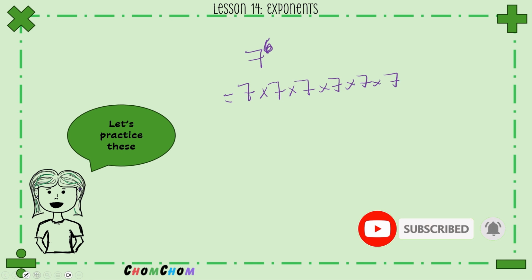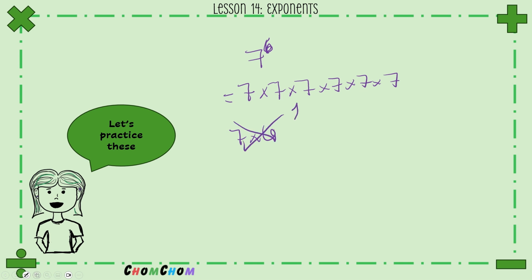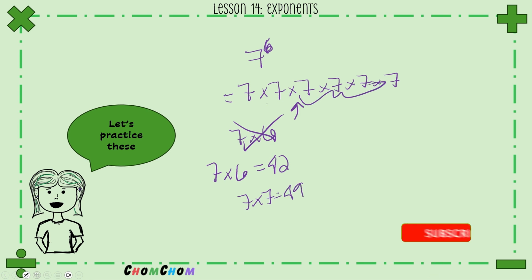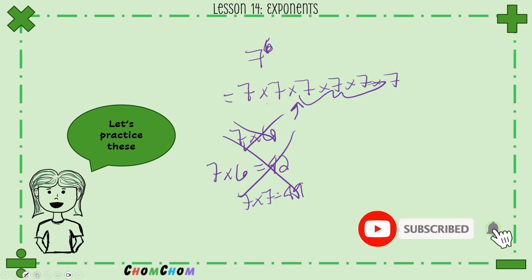Okay, so some common mistakes that you will see are that we do 7 times 6. This is not equivalent. Let's take a look at why this is not equivalent. Do you know what 7 times 6 is? Yeah, that's going to be 42. And we know 7 times 7 at least is 49, and then we have a bunch more 7s here. So they are not equivalent.